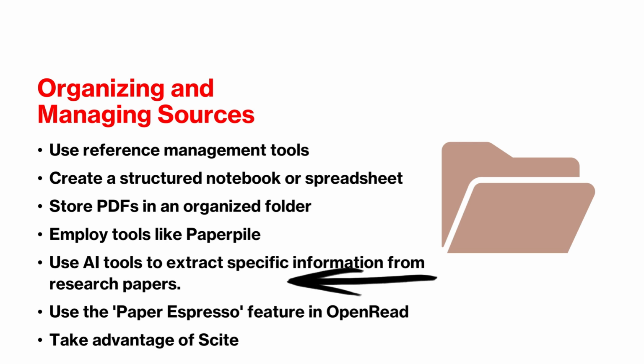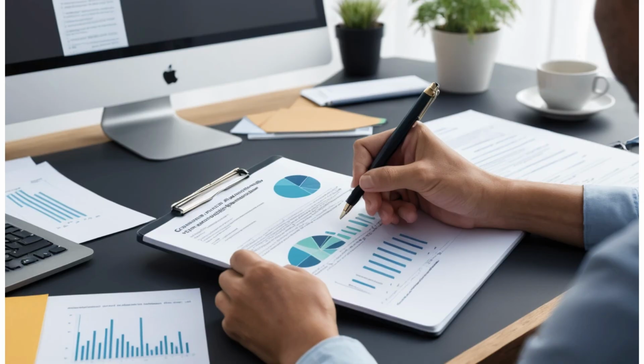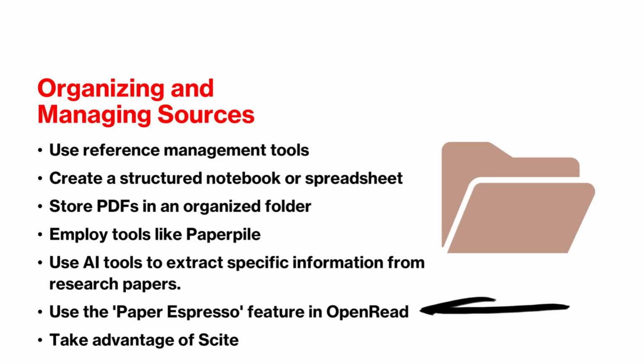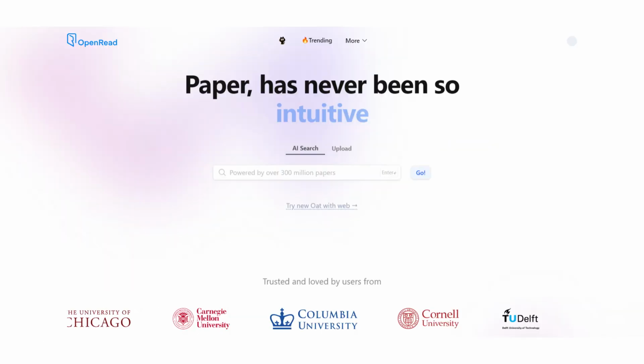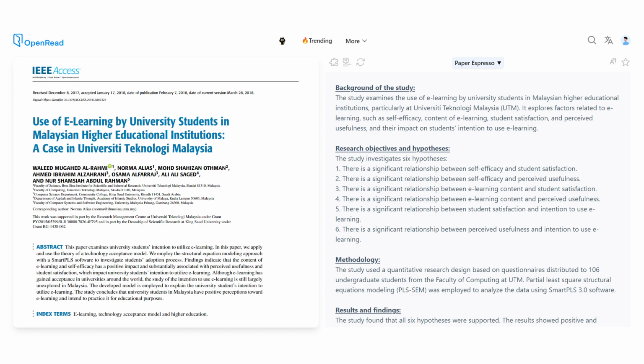AI tools, like AI-enabled PDF readers, can help extract key details from research papers, such as important data, methods, and findings. This is especially useful for quickly identifying relevant information in lengthy documents. OpenRead's Paper Espresso feature allows you to upload papers and extract important information in seconds. It's like having a personal assistant for your research.